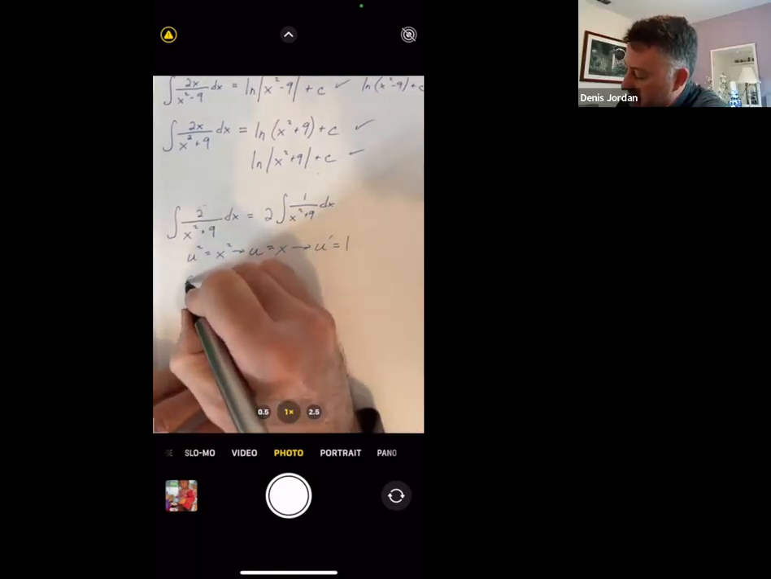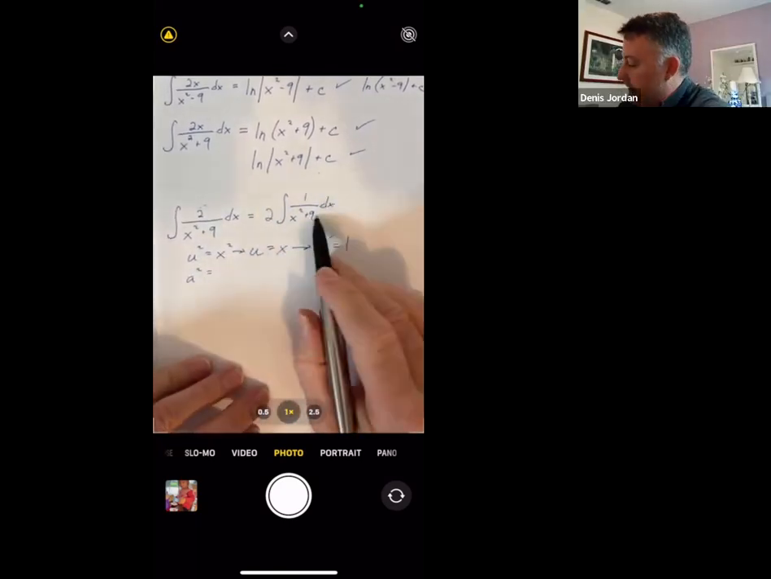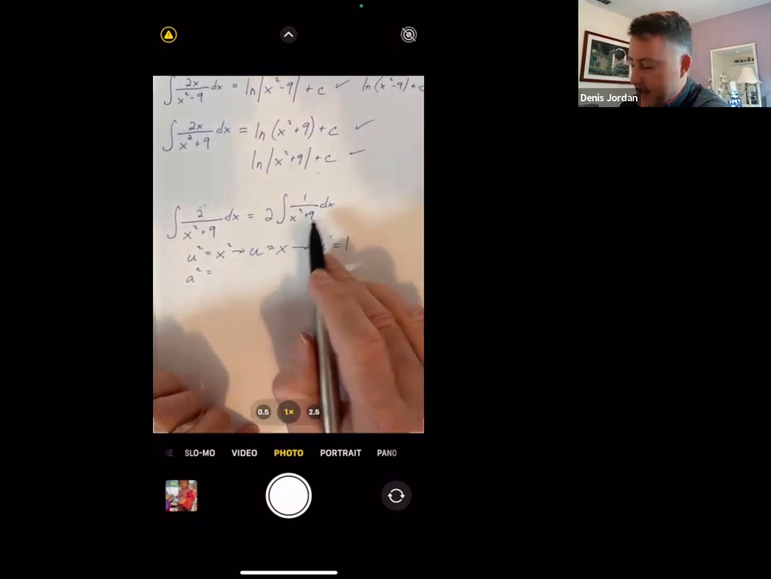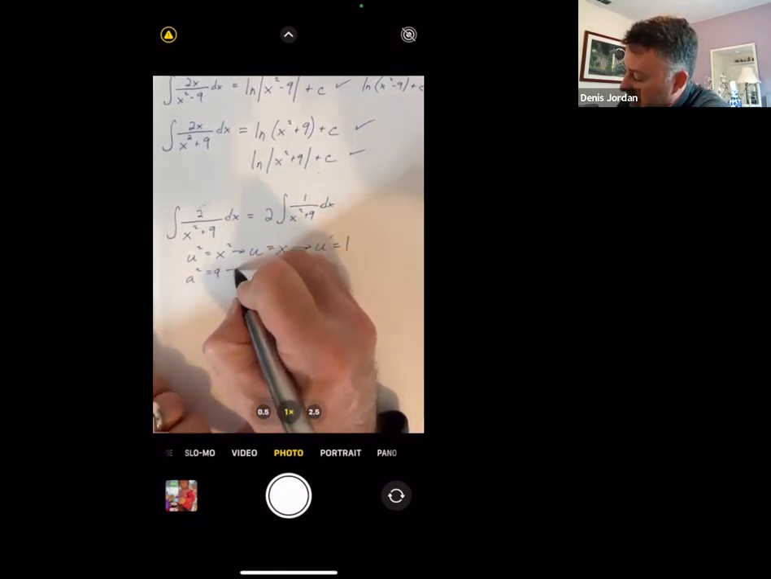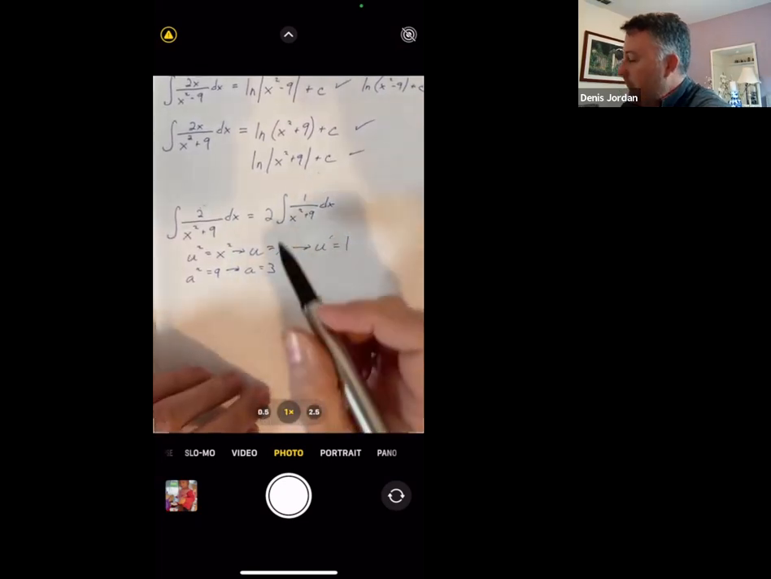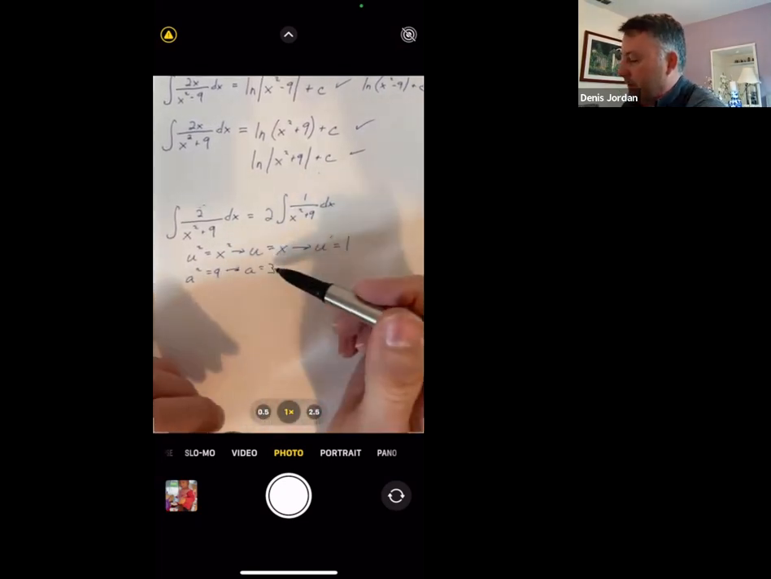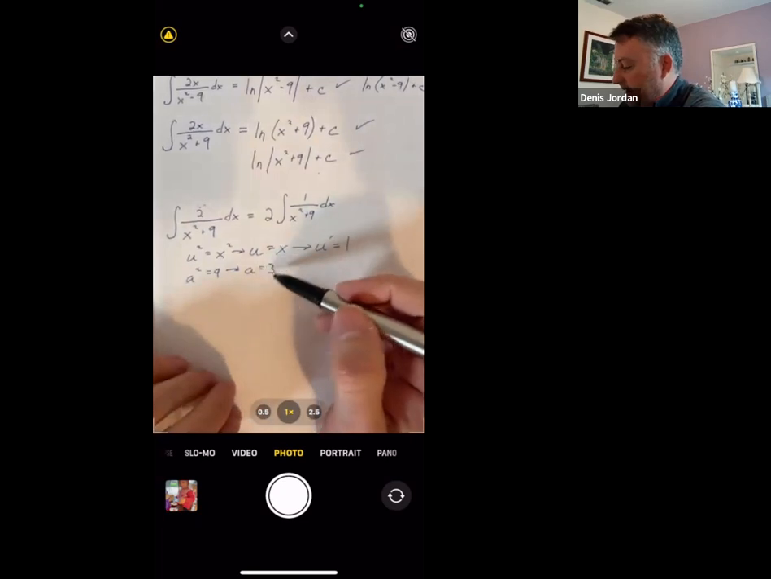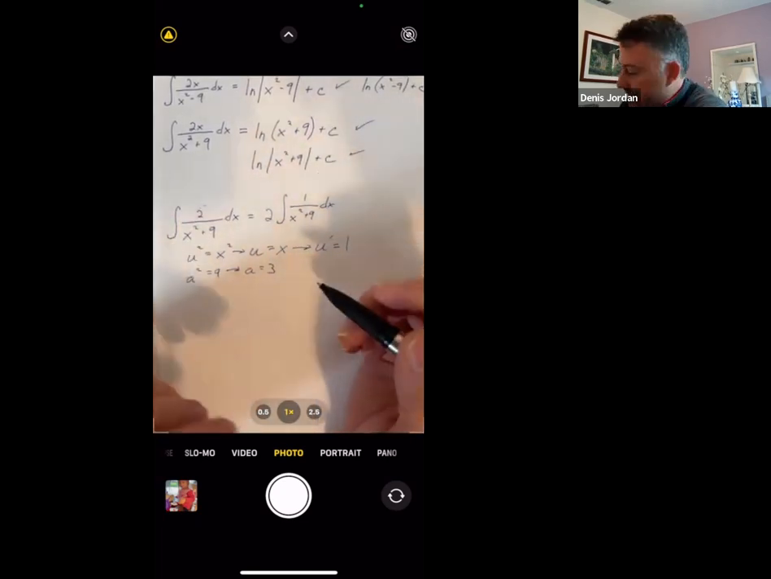Okay, and then your a squared is the constant that's in there. So that's the 9. So your a is 3. And it doesn't have to square root all nice and neat. The a can be a radical if it wants to.